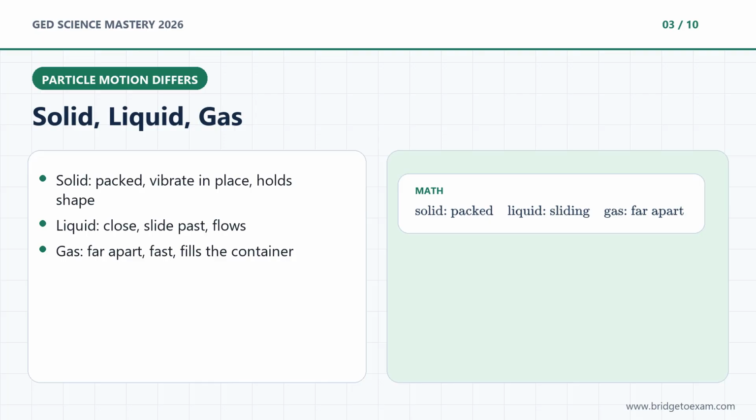Let's compare the three states side by side. In a solid, the particles are packed tightly together and only vibrate in place, so a solid holds its own shape. In a liquid, the particles are still close but can slide past each other, so a liquid flows and takes the shape of its container. In a gas, the particles are far apart and move fast in every direction, so a gas spreads out to fill any container completely. Packed and still, close and sliding, or far and fast. That is solid, liquid, and gas.